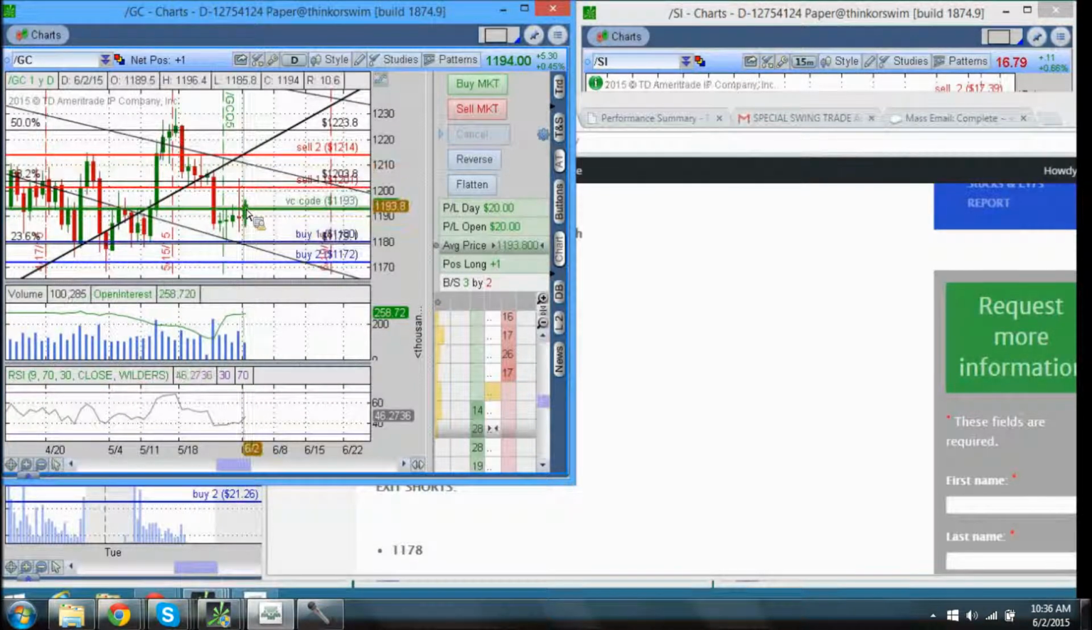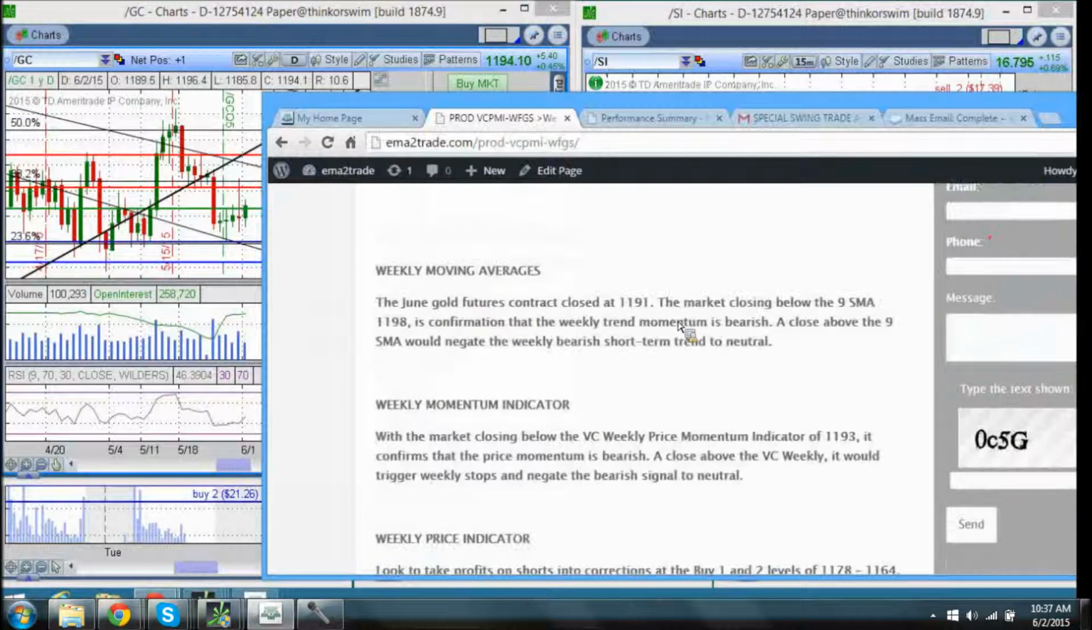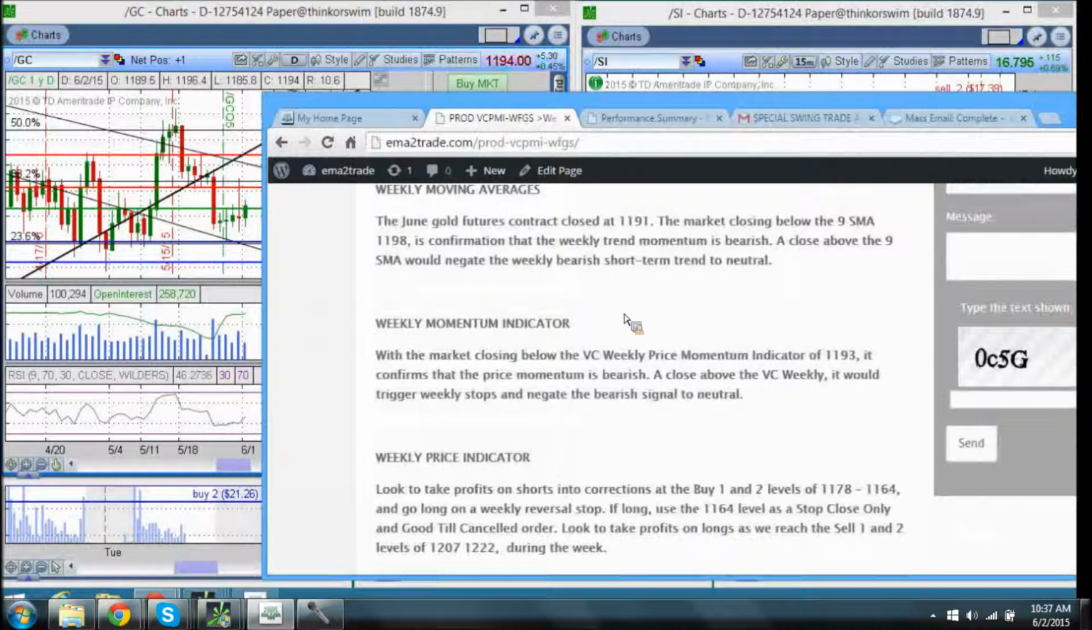So the gold market, once again, just to reiterate, a close above 1193 would activate the weekly uptrend. Your targets are 1207 to 1222 on the weekly, 1201 to 1214 on the daily so far. We will update this report tonight by 7 o'clock, and we will prepare you for tomorrow's markets.